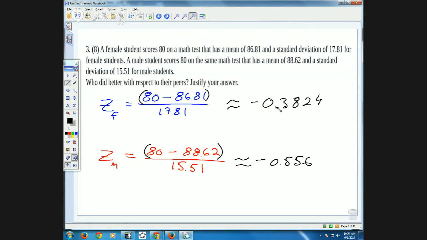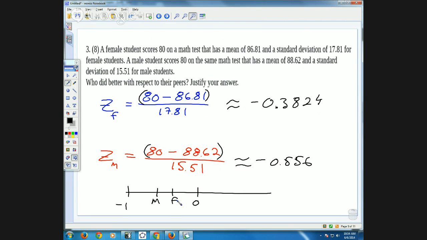Okay. Now, what do I always do with problems involving z's and normals and stuff? I draw a picture, just to get a feel for what's going on. Z-score center is 0. And let's say they're both negative, so -1 is somewhere over there. And so the male student is about right here. Now, granted, they both got an 80, right? So this is just z-score comparison. The female student has a z-score of about right here compared to her peers, females.